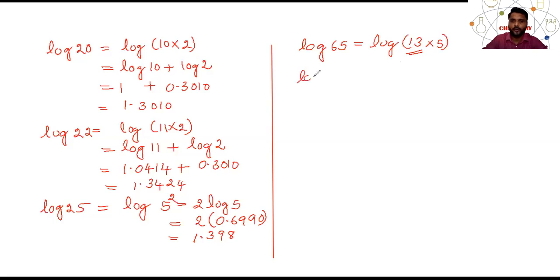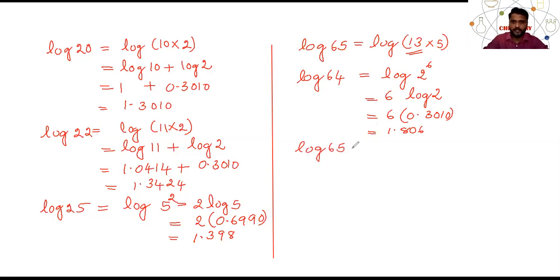Therefore, I'll go for log 64 approximately, which is equivalent to log 2 to the power 6, which is equal to 6 log 2, which is 6 into 0.3010. Therefore, log 64 is equal to 1.806. Actual log 65 is equal to 1.81. Okay, so you can see the difference. So you can go for the approximation method.